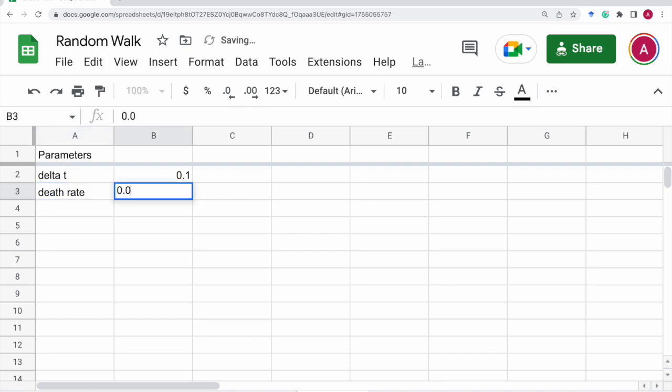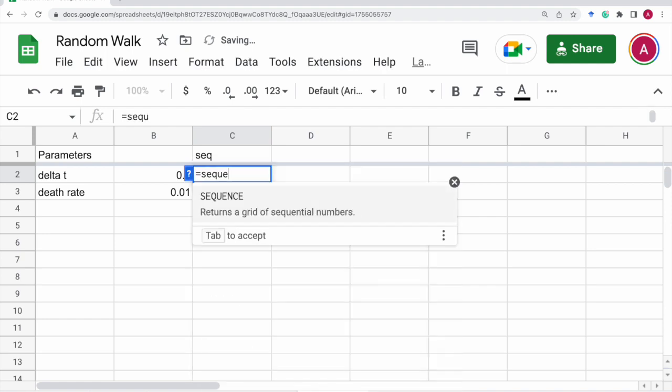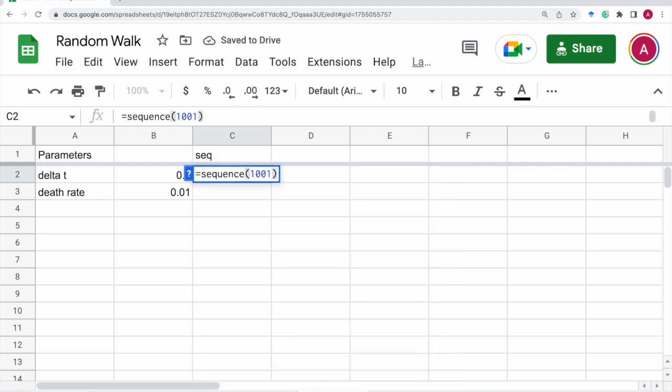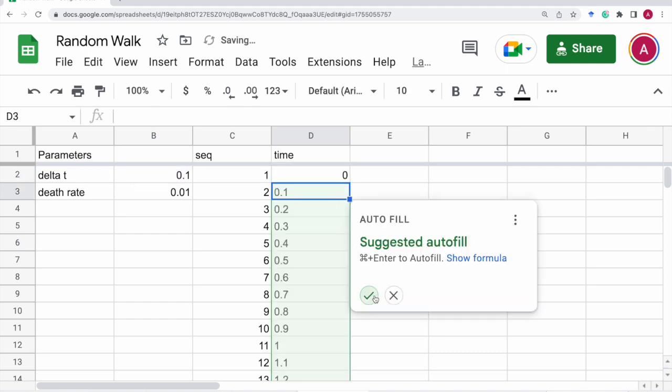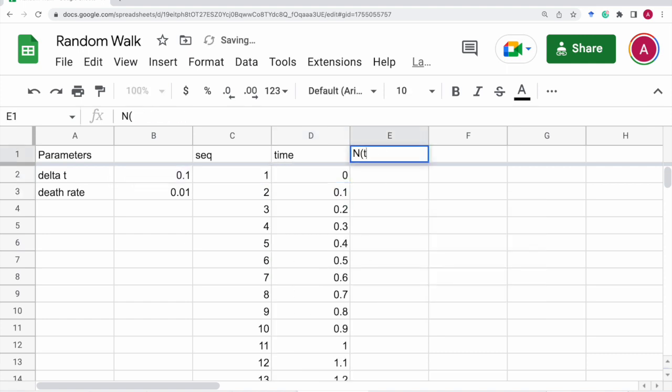Let's set it at 0.01. And let's set sequence for convenience. And time is as usual, C2 minus 1 times the time step. Okay, and the population size, let's start from 100. That's the initial population size.